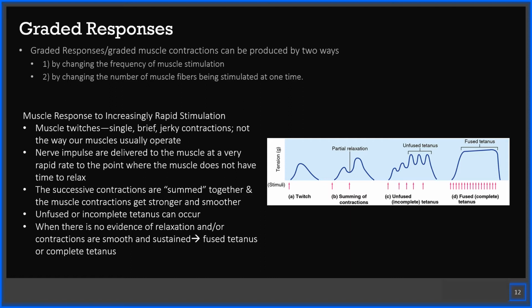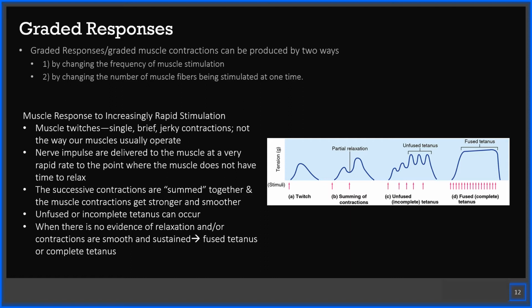In most types of muscle activity, nerve impulses are delivered to a muscle at a very rapid rate, so rapid that the muscle doesn't get a chance to relax completely between the stimuli. As a result, the effects of the successive contractions are summed together. The contractions of the muscle get stronger and smoother. This is when we see that the muscle is exhibiting unfused tetanus, or incomplete tetanus. When the muscle is stimulated so rapidly that there's zero evidence of relaxation, the contractions are completely smooth and sustained, the muscle is in fused tetanus, or complete tetanus.